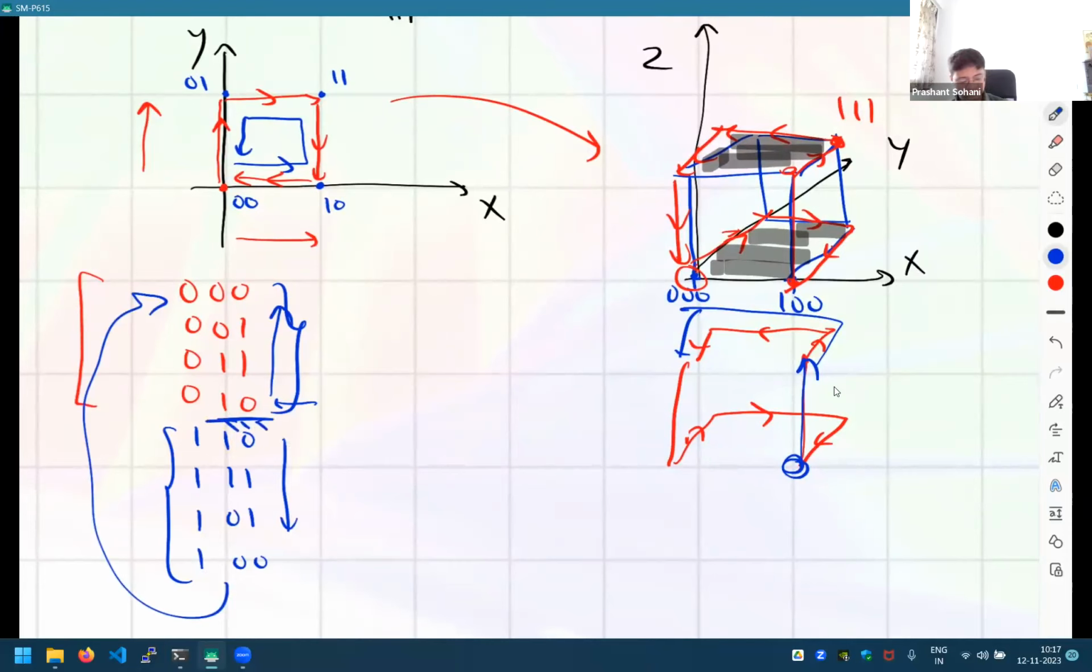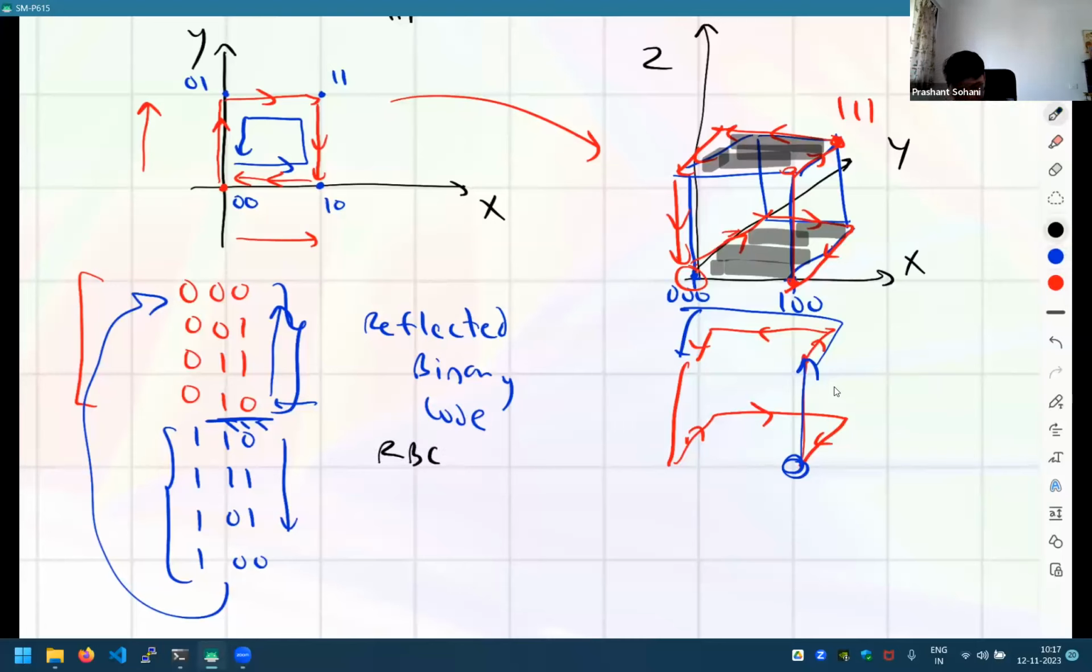So this reflection idea is very nice. And that is why there is a name for this sequence. It is called the reflected binary code, short RBC. We use RBC also for the red blood cells. But there is another name for this. This is called the gray code. I think this was the name of a person who maybe first came up with this pattern. It is called the gray code.